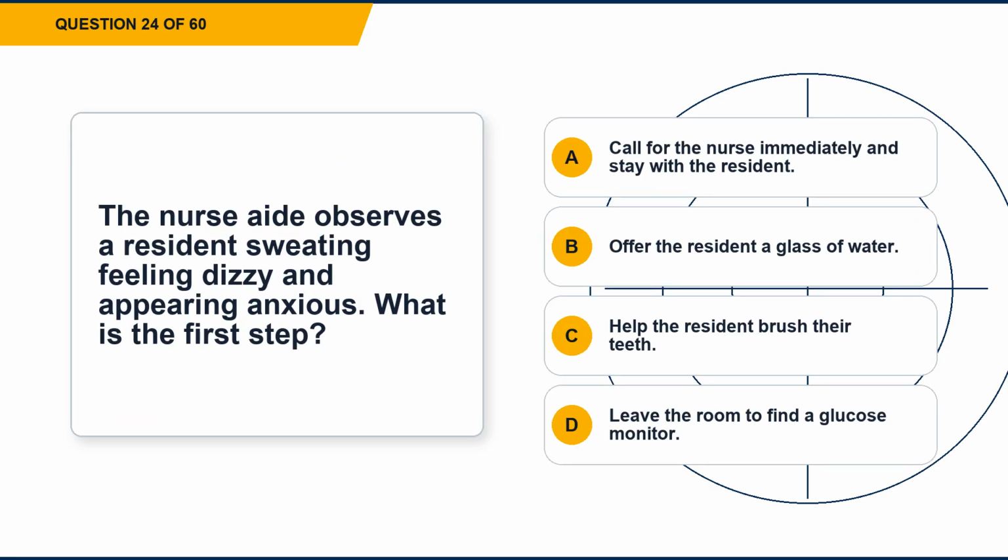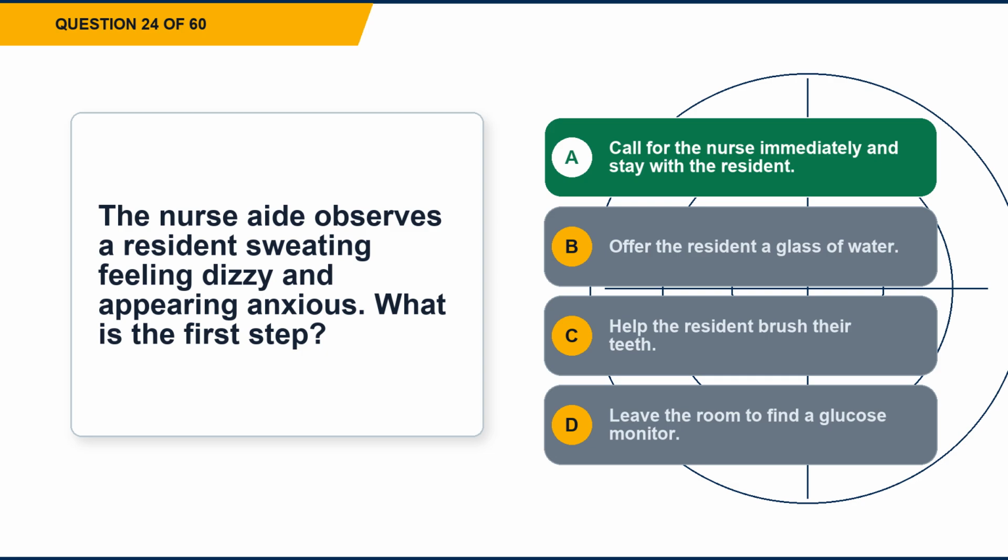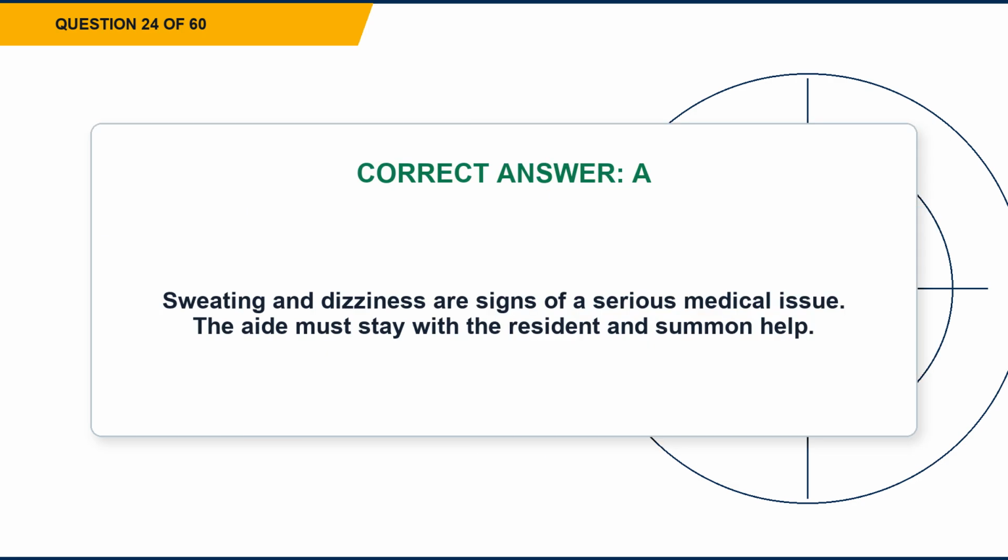Question 24. The nurse aide observes a resident sweating, feeling dizzy and appearing anxious. What is the first step? Option A. Call for the nurse immediately and stay with the resident. Option B. Offer the resident a glass of water. Option C. Help the resident brush their teeth. Option D. Leave the room to find a glucose monitor. The correct answer is option A. Call for the nurse immediately and stay with the resident. Explanation. Sweating and dizziness are signs of a serious medical issue. The aide must stay with the resident and summon help.